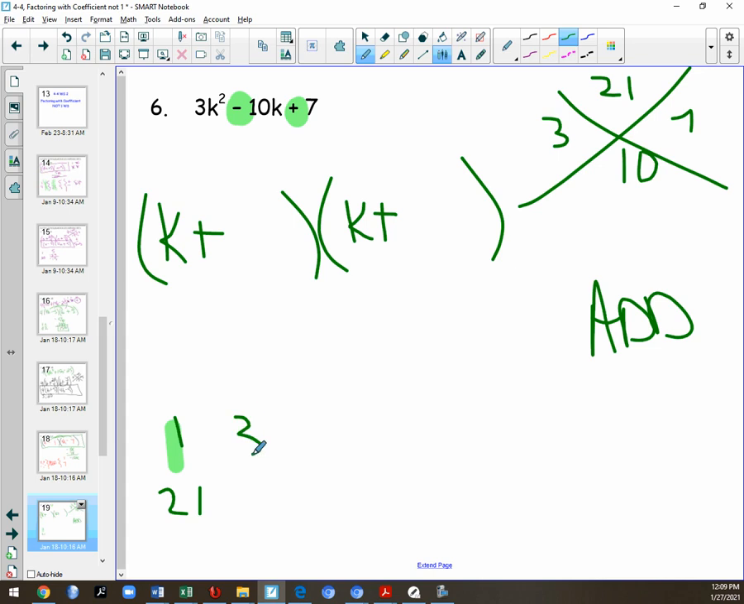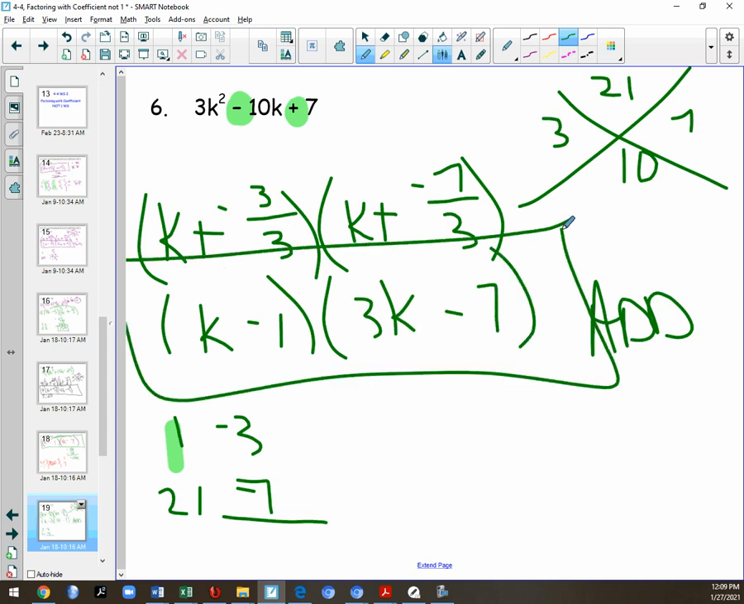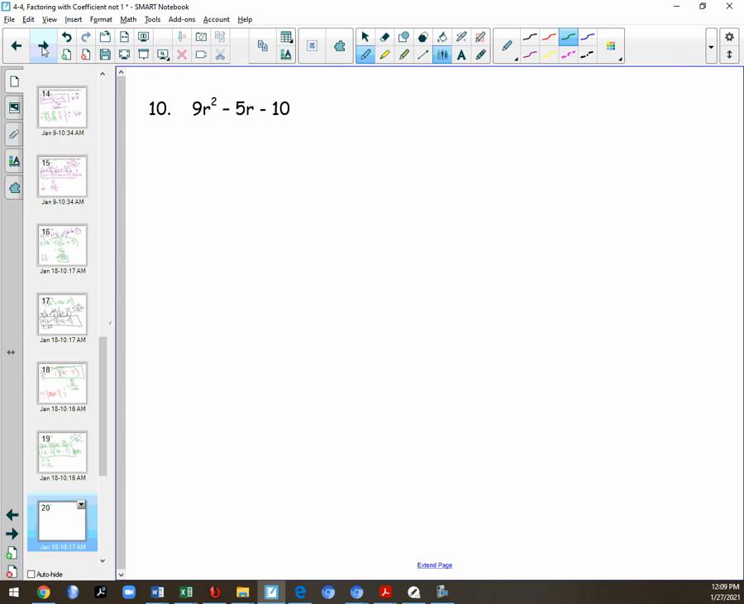2, no, 3 and 7. So I have to have a 3 and a 7. They're both going to be negative. Put them over my value of my a to give me k minus 1 times 3k minus 7. Done. Okay. Number 10.